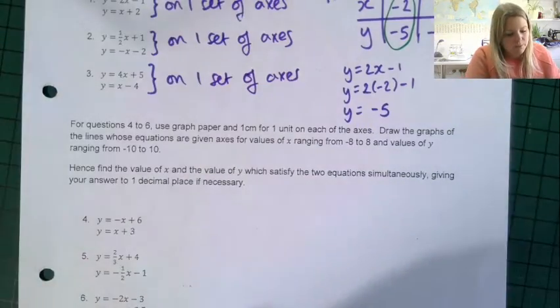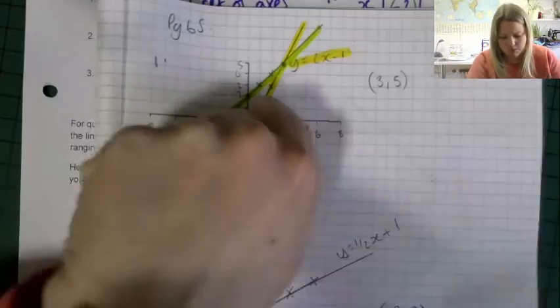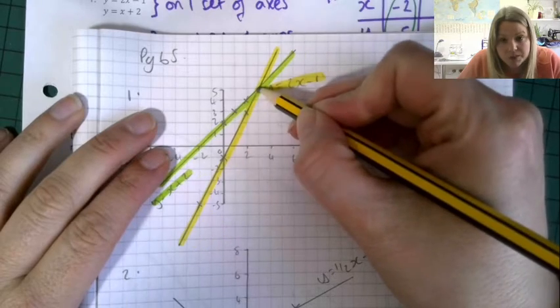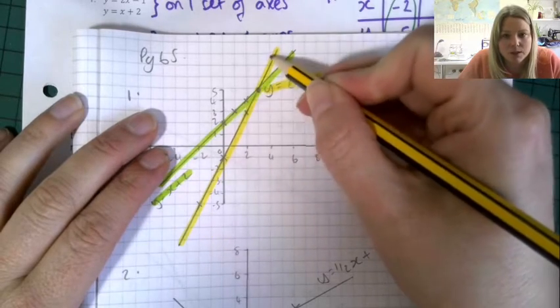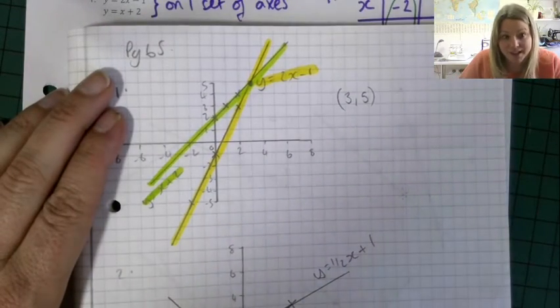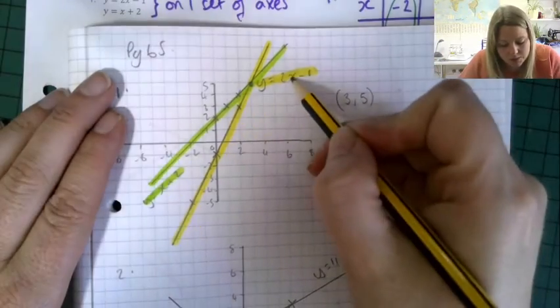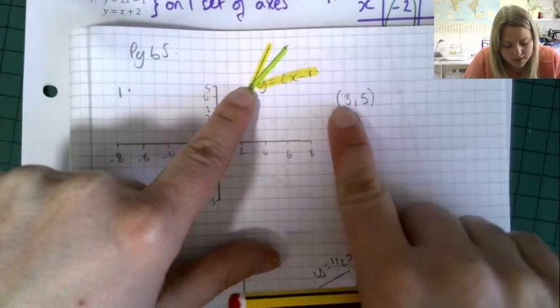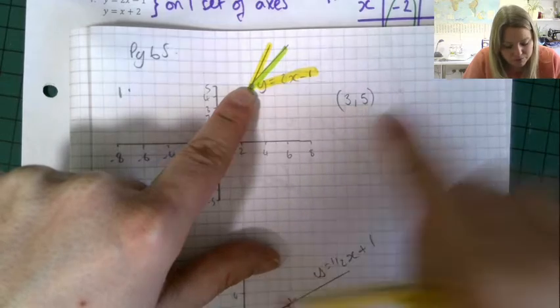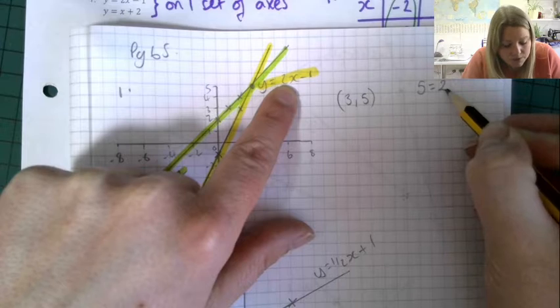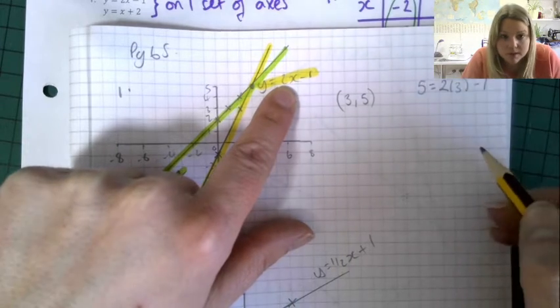So if we look back here, I'll go to my first one. So if we look here, see this point of intersection? It's a point that appears on both of those lines. So that means that it is an x value and a y value that will fit into both of those equations. So if we look at this, the y value of 5 equals 2 multiplied by the x value, which is 3, minus 1. Is that right? Yes, it is.